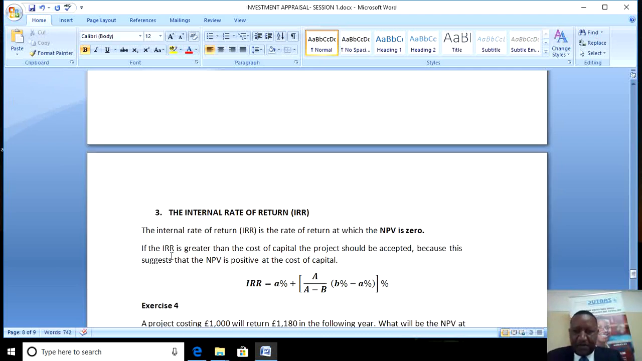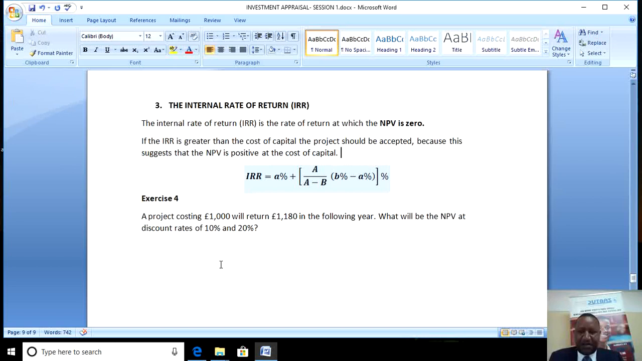The internal rate of return is the rate of return at which the NPV equals 0, and that's the formula on how we calculate the internal rate of return. So let's look at the exercise.